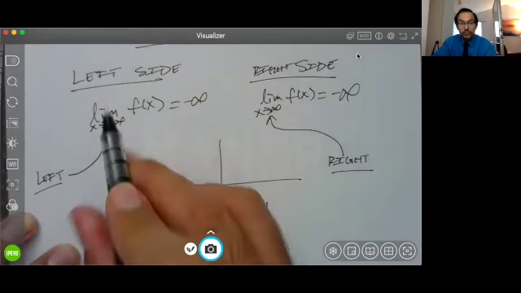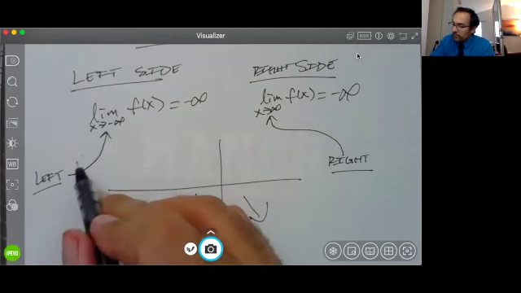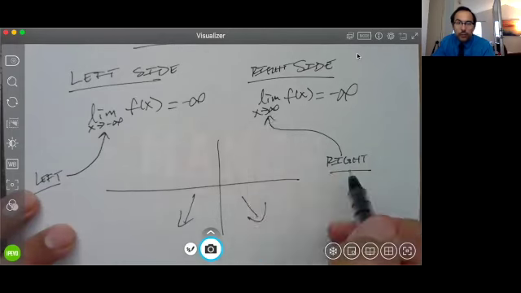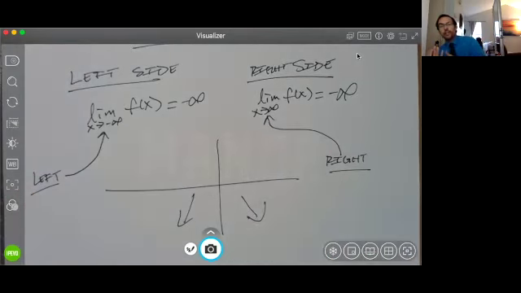And again, just to reiterate, remember the thing that distinguishes left side from right side is x going to negative infinity would be the left side on a number line, remember? And then x going to positive infinity would indicate the right side. So that's the only thing that distinguishes left side versus right side end behavior.